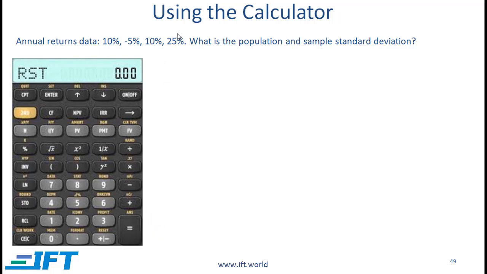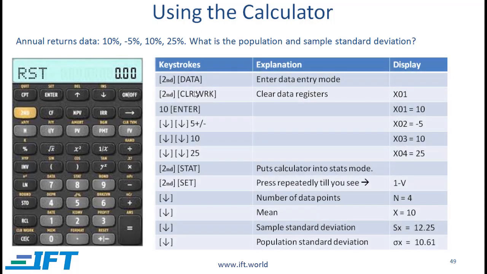Now let's look at the use of the calculator. Take the same return data and we need to find the population and sample standard deviation. Here are the keystrokes. Second data to enter into data entry mode. So second, and then data, which is right here. Then you need to type second clear work. This will clear all the data registers. Then you put in 10, that's this number right here, and enter. That sets your first data point to 10.